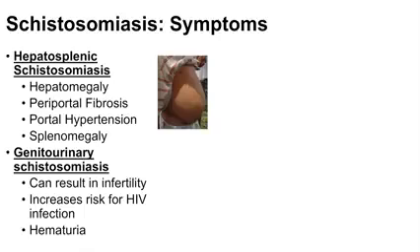Another system that can be infected is the genitourinary system, and this can lead to a genitourinary schistosomiasis. And these genitourinary symptoms are usually related to an infection with Schistosoma hematobium. And this can lead to infertility in some patients. It can lead to an increased risk for HIV infection and hematuria. And it's important to realize that in these cases, eggs can also be excreted in the urine. So the eggs can be released, leading to lesions, and this can be a reason why we see blood in the urine, hematuria, and can also lead to increased risk of HIV infection.